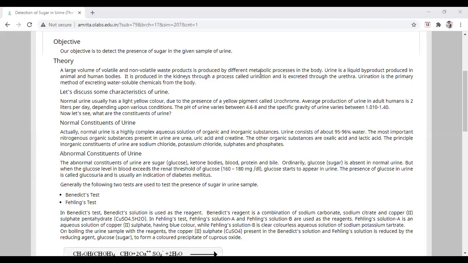The other organic substances are oxalic acid and lactic acid. These are carbon containing acids. Lactic acid is produced in the muscles during heavy exercise. Oxalic acid is also produced because of certain food that we are eating, and it is a metabolic waste which is produced in the cells. The principal inorganic constituents of urine are sodium chloride, potassium chloride, sulfates, and phosphates. So these are inorganic substances.